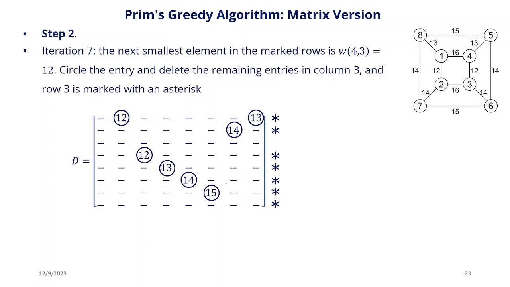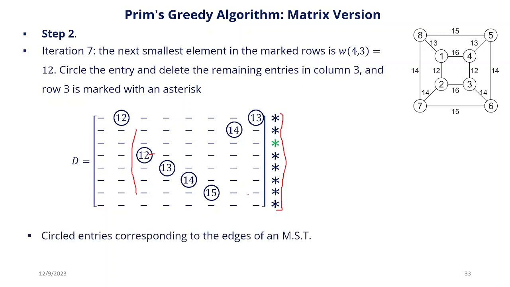Iteration 7. Now the next smallest element in the asterisk rows is 12, and that is exactly the one we are going to circle. And this is in column 3. We delete everything in column 3, and the next thing we are going to do therefore is asterisk row 3. So when all the rows have been asterisked and every other element has been deleted except the circled elements, you can see that we already have a minimum weight spanning tree.